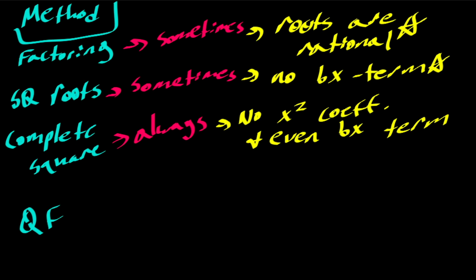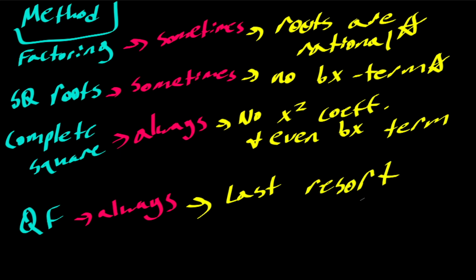And then the quadratic formula can always be used, but we want to use this as, I don't know, a last case scenario or last resort. Okay. Now, for some people, they just like to do the quadratic formula and they'll use it as the first resort. But if we're talking about efficiency, which just means doing things as quickly as possible, we basically want to go through factoring, square roots, and complete the square before we do the quadratic formula.